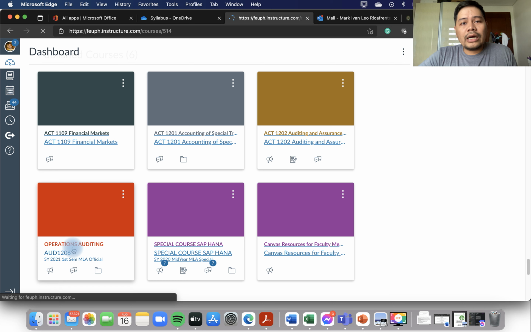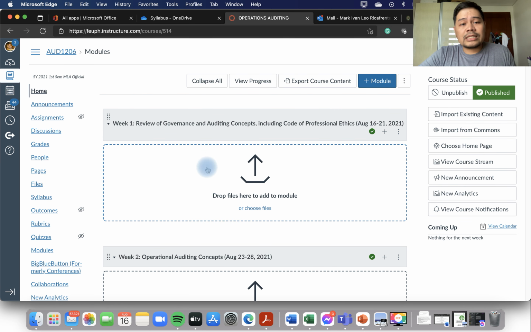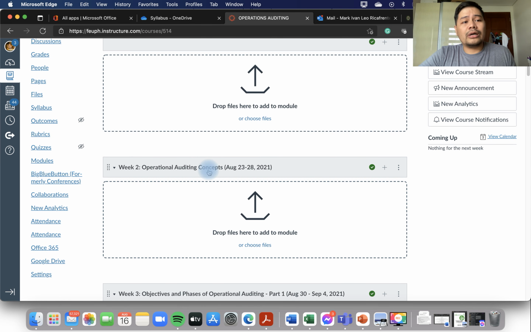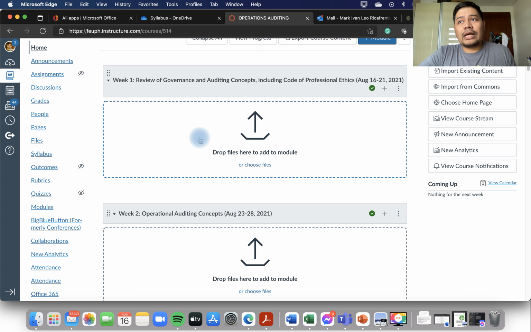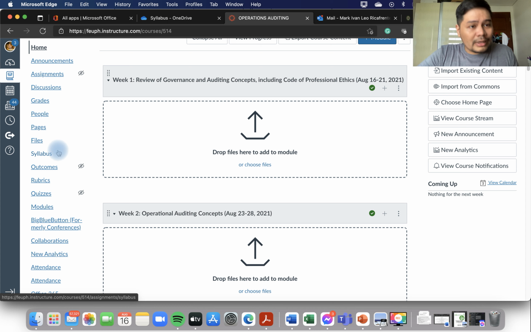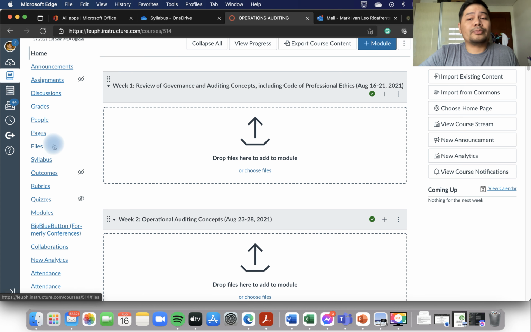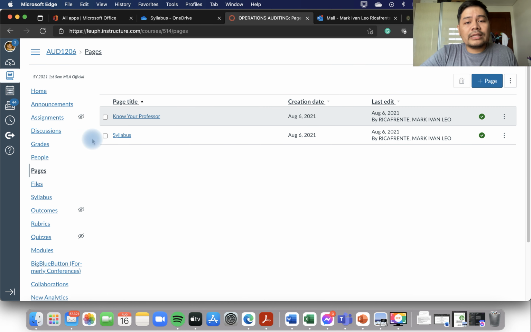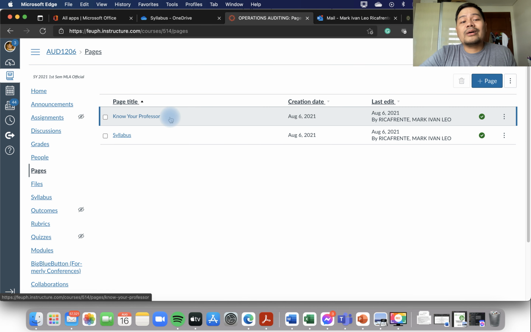So basically, I'll be putting some of the contents in these pages, or modules. For this week na expect I'll be assigning the groups already. I'll be posting some of the discussion questions, also slides pertaining to our discussion, laging ganon. Okay? And if you happen to already browse the Canvas course module pertaining to this course, doon sa pages, I've already published about myself and the syllabus about operations auditing.